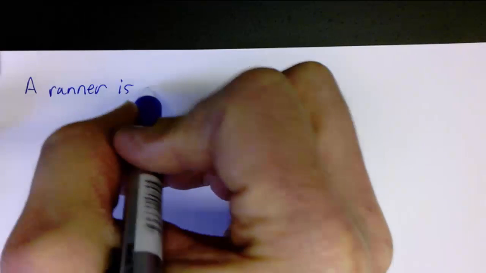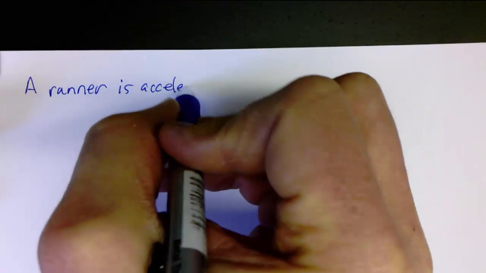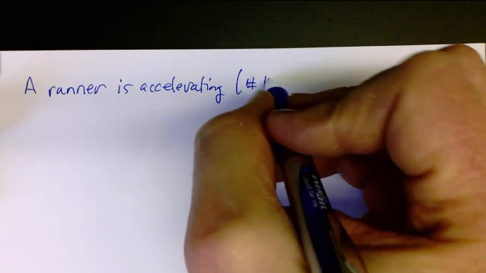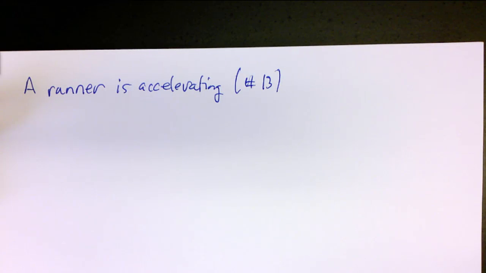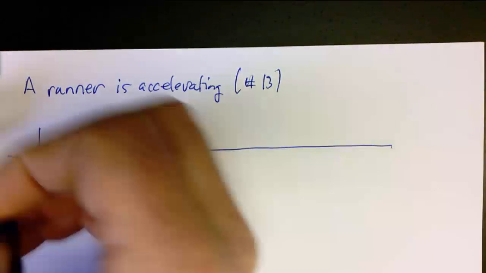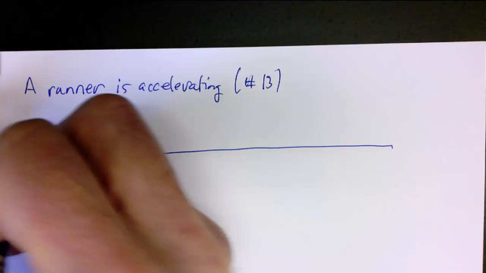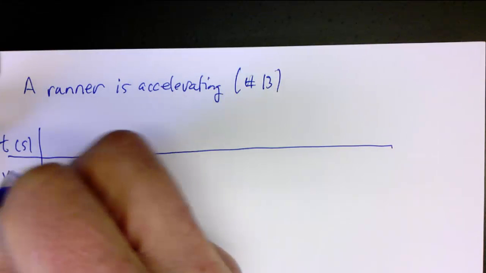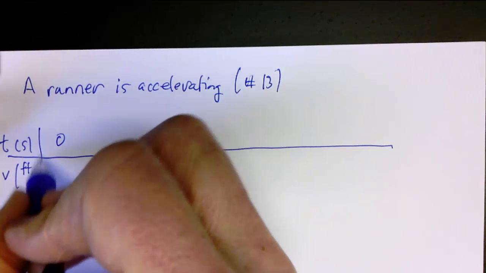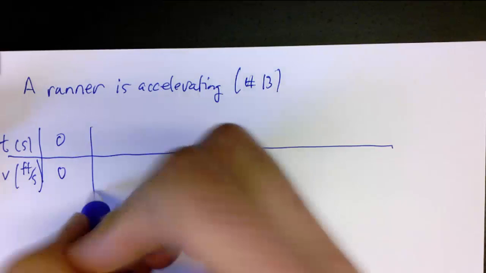So we have a runner who is accelerating. This is similar to problem number 13 in your text. So at the beginning of a race, we're going to write down her velocity in 5-second increments. So we have her time t in seconds, and we have her velocity in feet per second. At 0 seconds she hasn't started yet, so her velocity is 0.